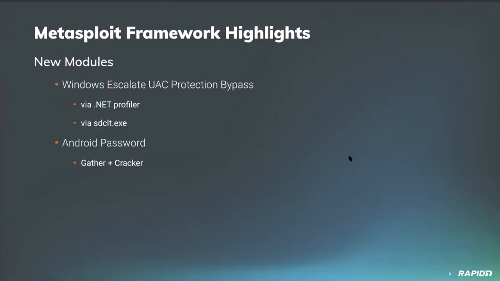We've got some new modules from our own Brendan Waters. We have a couple of new Windows privilege escalation modules via UAC protection bypassing. The first module targets the .NET profiler, causing a trusted process, specifically gpedit.msc, to load a user-controlled DLL. The second module exploits an auto-elevate feature in the Windows backup system's sdclt.exe binary to run as a higher integrity process. These are fun things, and I think we'll have a demo of these.